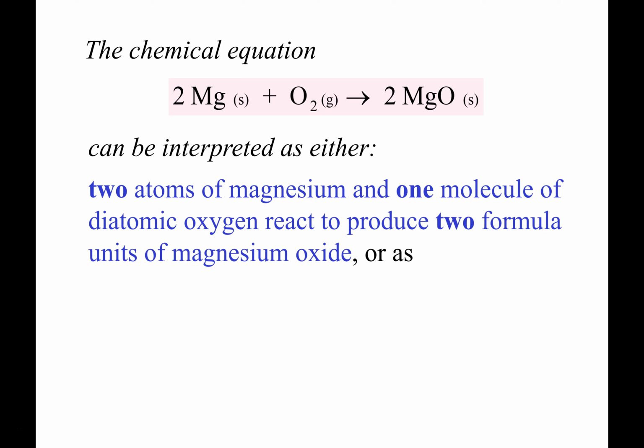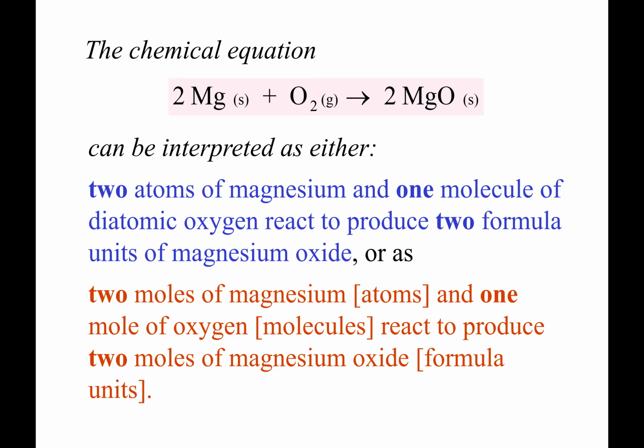Now, if I was to balance this, I would, and you would too, put a 2 in front of the Mg, leave a 1 in front of the O2, put a 2 in front of the MgO. You have the same number of atoms of each type of element on both sides of the reaction arrow. I generally think of it as this, that we have 2 atoms of magnesium, 1 molecule of O2, and 2 formula units of magnesium oxide are formed.